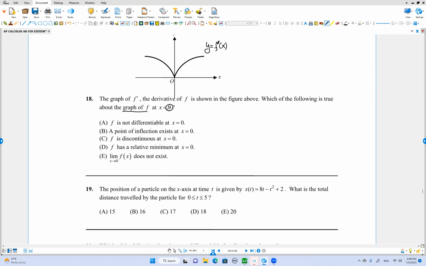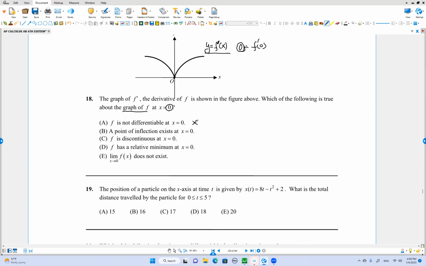F is not differentiable at x equals 0? No, at x equals 0, the value of y, f prime, is 0. That is differentiable. That is not the original graph. If we have this original, that is not differentiable, right? This is a graph of f prime. F prime at x equals 0, y equals 0, right? There is a slope of 0. Not differentiable? No, this is the first. Differentiable, right? Which is f prime 0 is 0.